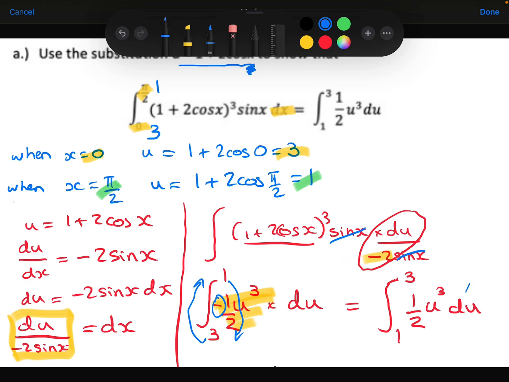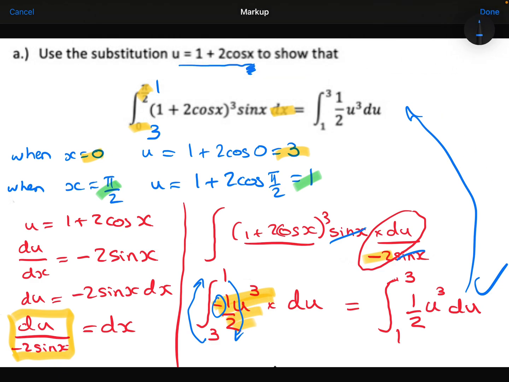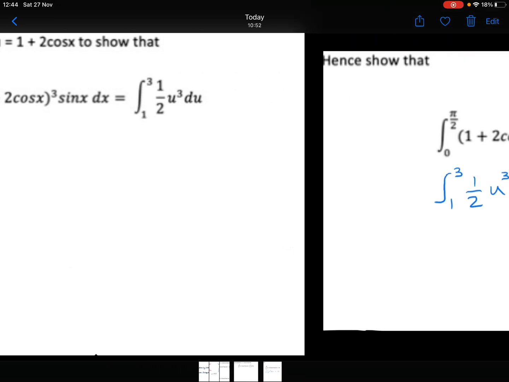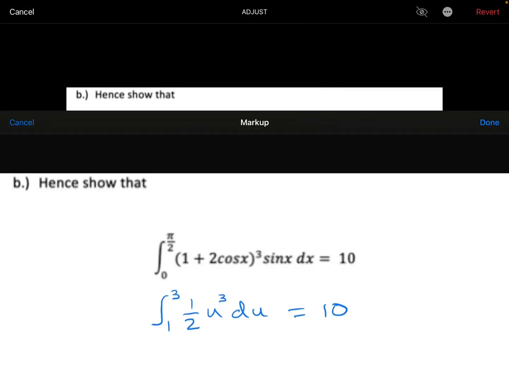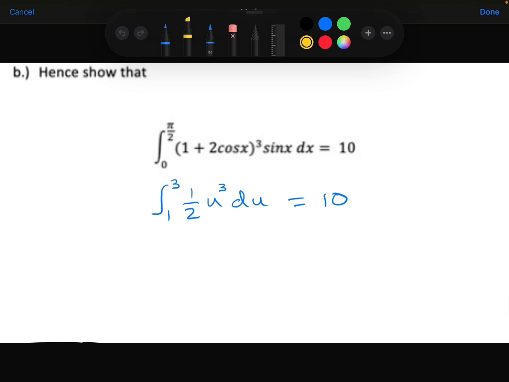Anyway, if we have a look, we have proved it. We have shown that the integral of (1 plus 2 cos x) cubed times sine x with respect to x, where the limits are between 0 and pi over 2, if we use the substitution 1 plus 2 cos x, is going to be the same as integrating between 1 and 3 of half u cubed du. Second part of the question said hence. So obviously I've just written down what we just did. We just showed that all of this is the same thing as this. So I've just swapped those over.